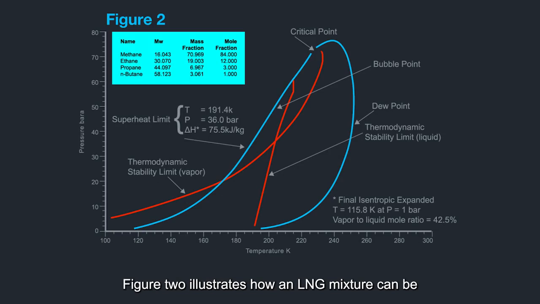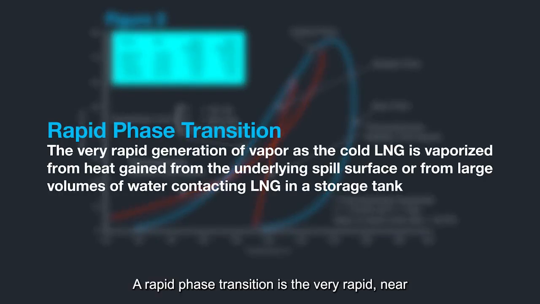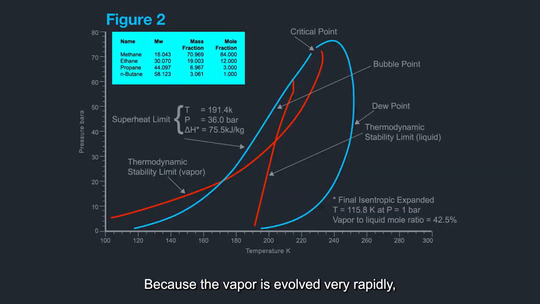Figure 2 illustrates how an LNG mixture can be rapidly heated to the superheat limit at ambient pressure, causing a rapid phase transition. A rapid phase transition is the very rapid, near spontaneous, generation of vapor as the cold LNG is vaporized from heat gained from the underlying spill surface or from large volumes of water contacting LNG in a storage tank. Because the vapor is evolved very rapidly, localized overpressure is created. This is also sometimes described as a physical explosion.